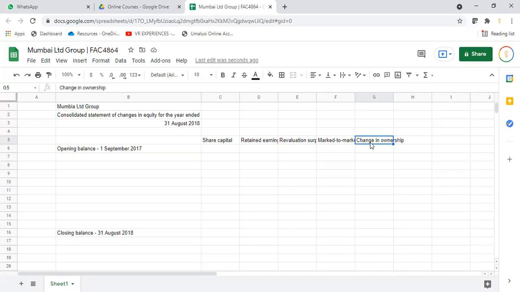So remember, the reason why the gain or loss comes directly into the statement of changes in equity is because it is a transaction with the owners. It is a transaction between parent and NCI. They are both owners. So because it is a transaction with the owners, the gain or loss cannot go through profit or loss. Please be aware of that.